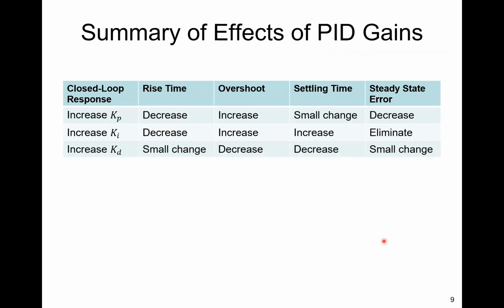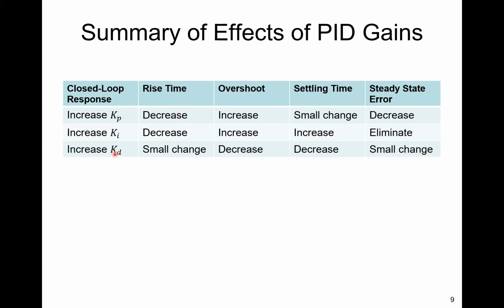So it means that it converges to the set point without any overshoot or oscillation. Here's a summary of the effects of PID gains. Increasing Kp and Ki affects the rise time, assuming a step input response from 0 to 1. The rise time will decrease with increasing Kp and Ki gains, and the overshoot will also increase.